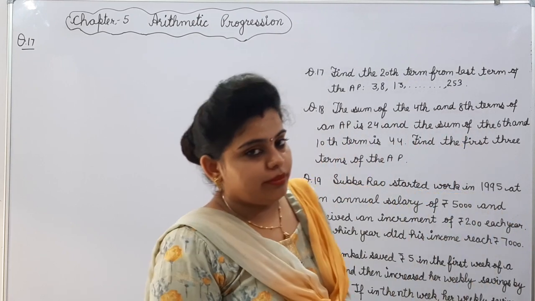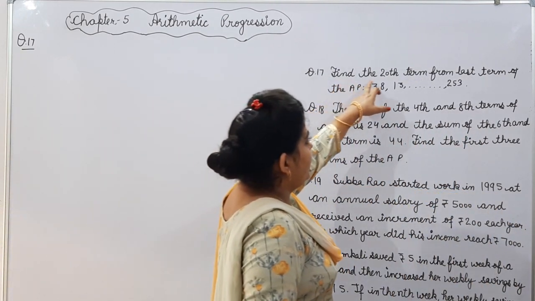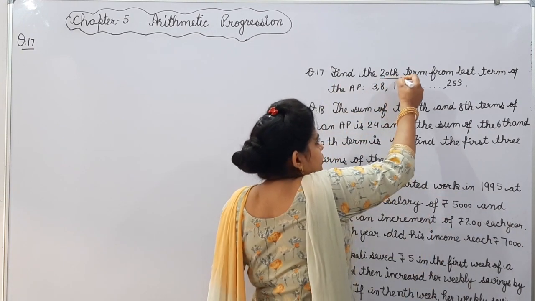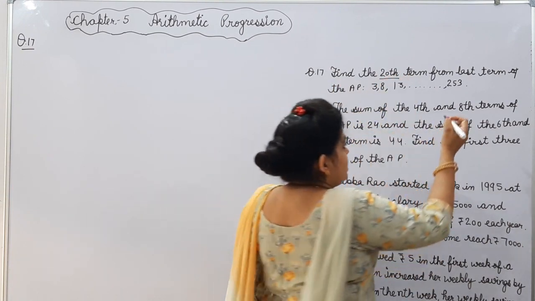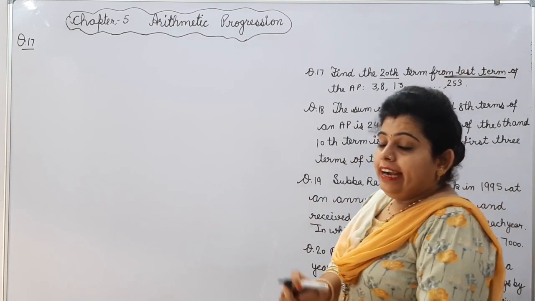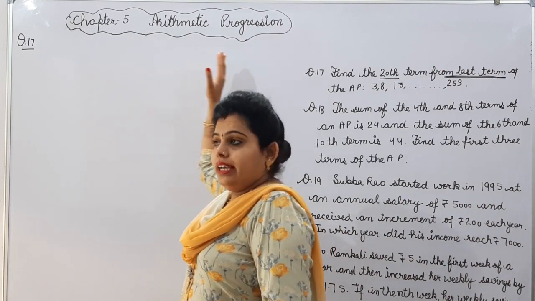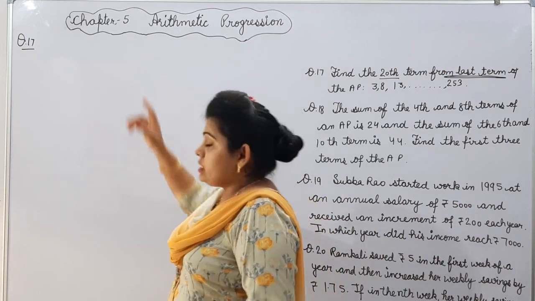Students, now question number 17. What is asked in question number 17? Find the 20th term. We have to find the 20th term. From the last term, this is a new concept: we have to find the 20th term from the last term, which means this time we will move in the reverse direction.